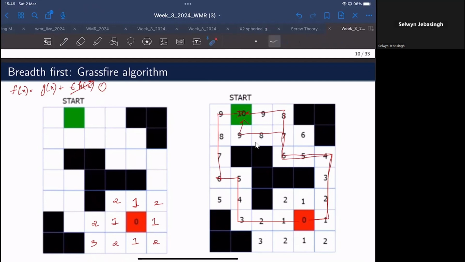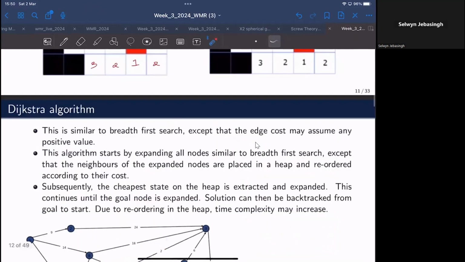What about this path? 0, 1, 2, 3. Again, it will go 2, 3, 4, 5, 6. No, it's not optimal, right? Because it will only increase the further cost. So a path along this or this or this path will yield you the path which has least expected cost. This is also another potential path. It can also go like this. So that is the breadth first grassfire algorithm.